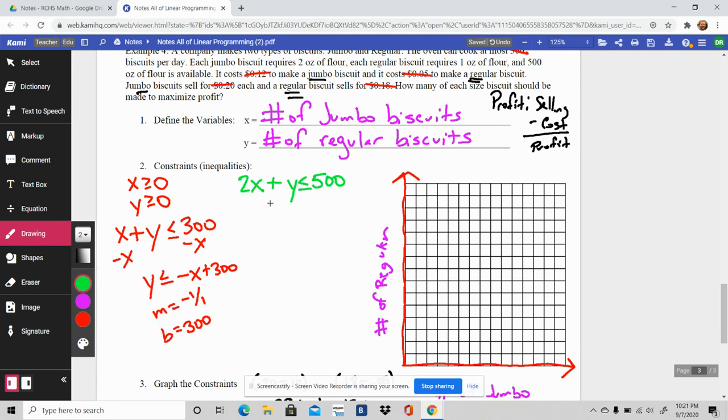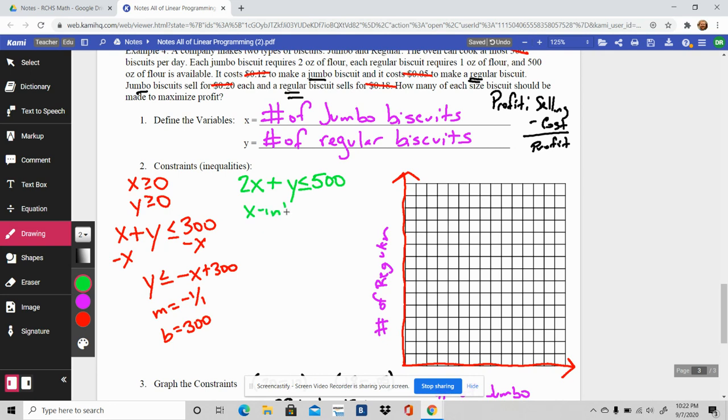For my other constraint, I could do the same thing. I could have y and solve for y by moving the 2x over. The other thing I could do is solve for intercepts. All right, so just let me do a quick refresher for you with intercepts.